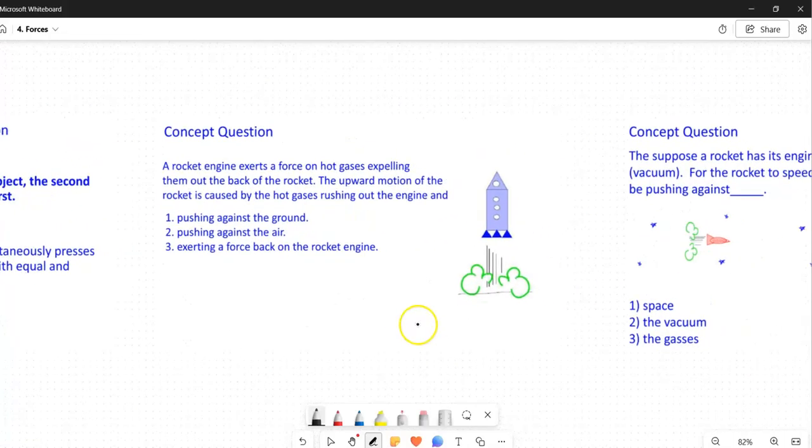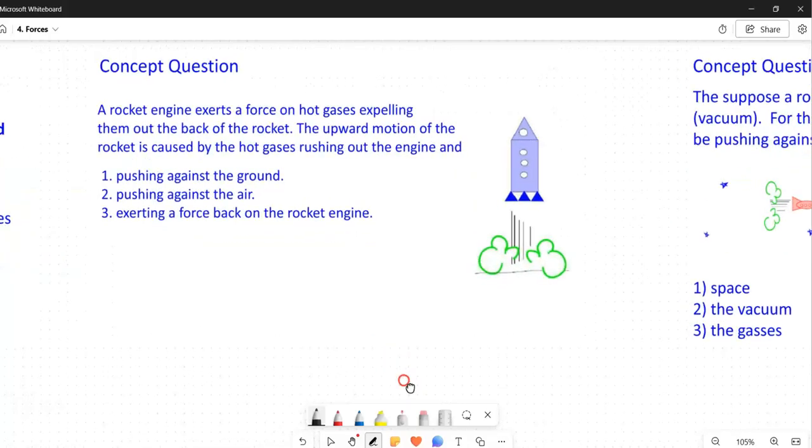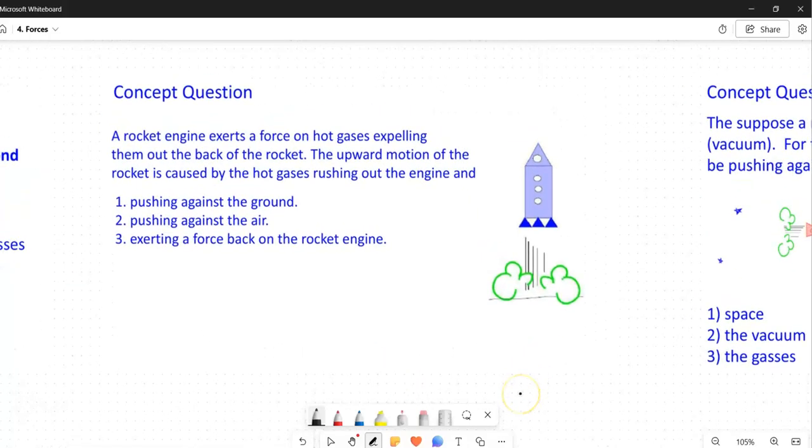Now, let's talk about action-reaction pairs. A rocket engine exerts a force on hot gases, expelling them out the back of the rocket. The upward motion of the rocket is caused by the hot gases rushing out of the engine. Will those hot gases be pushing against the ground, pushing against the air, or exerting a force back on the rocket engine? Try to answer this question with what you think is actually happening. Pause the video now.